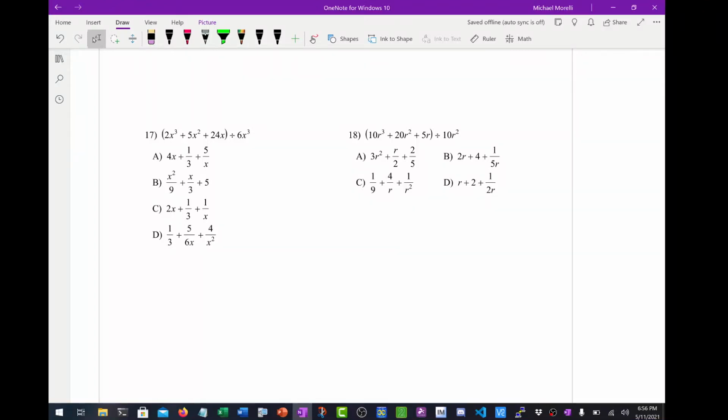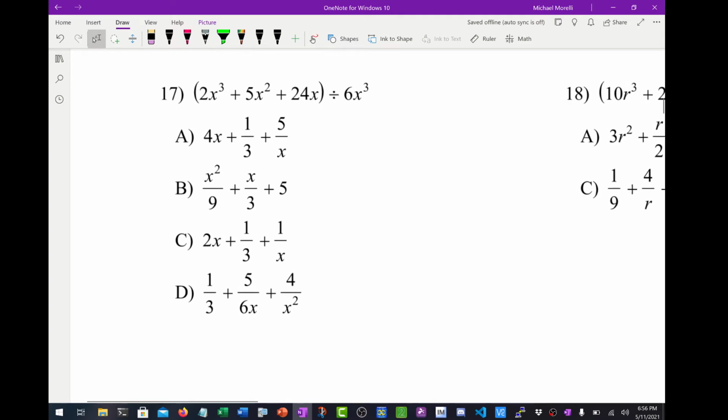Okay, well, let's look at number 17. Here we're doing something slightly different than we've done previously. Previously we were dividing a trinomial by a binomial, but here we're dividing a trinomial by a monomial, and that looks easier, but it comes with its own challenges. So let's get into it and see what this problem has in store for us.